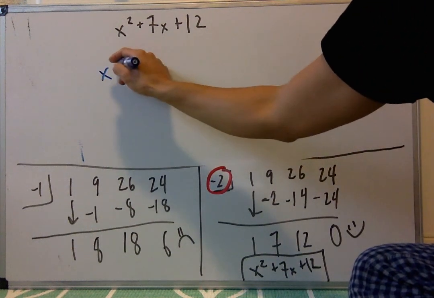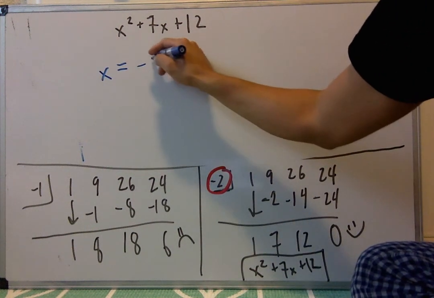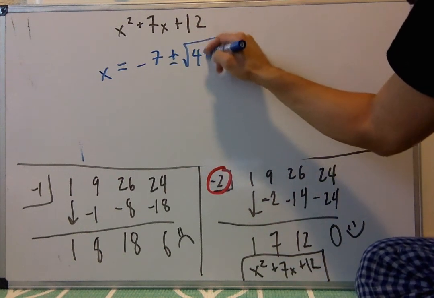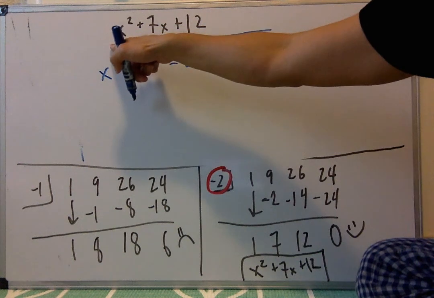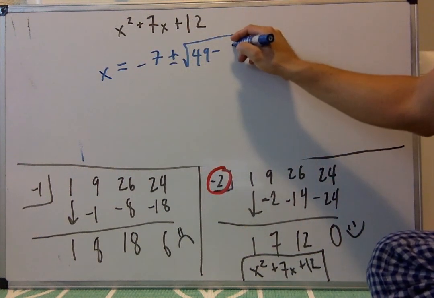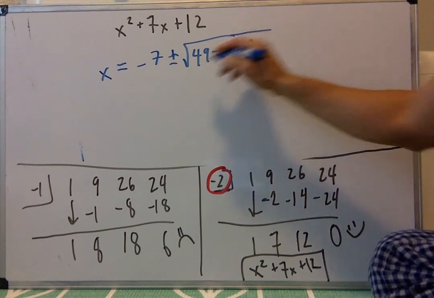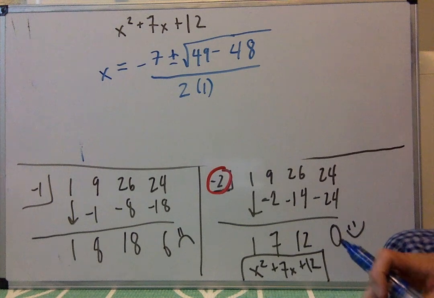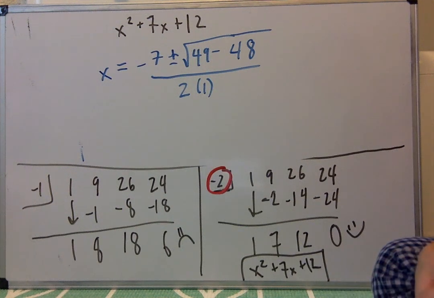So x is going to be equal to negative b plus or minus the square root of b squared, which is 49, minus 4ac, which is 4 times 1 times 12. 4 times 12 is 48. Oh, that's convenient. And divided by 2a, which is 2 times 1. Okay, I kind of skipped some steps, but that's just because I assume that you guys know how to apply the quadratic formula at this stage.